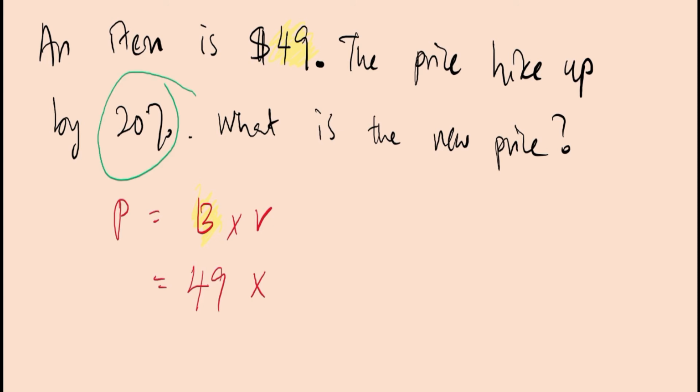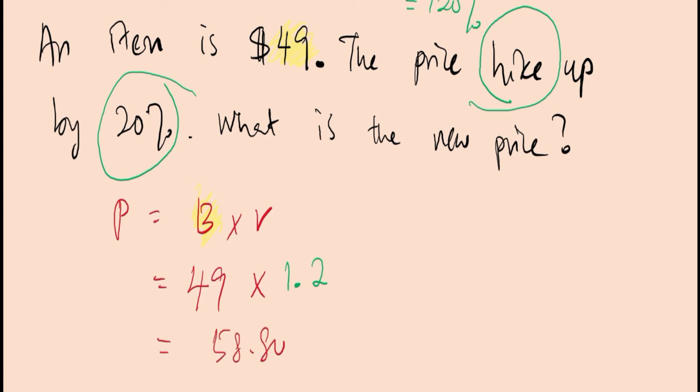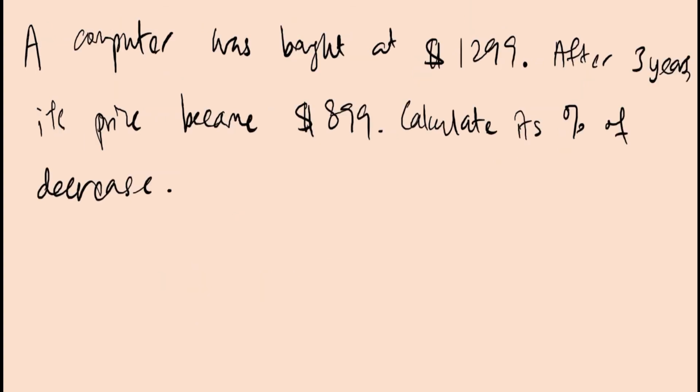And what is your rate? Okay, the price hike up by 20%, alright? But remember that the original percentage is always 100%. So therefore, 100% hike up by 20% will give you 120%. Alright, changing it to decimal will give you 1.2. So multiplying 49 by 1.2 gives you $58.80.